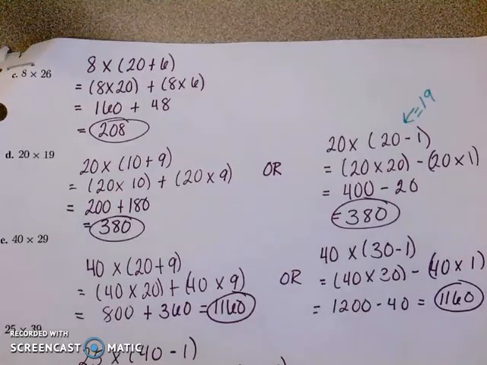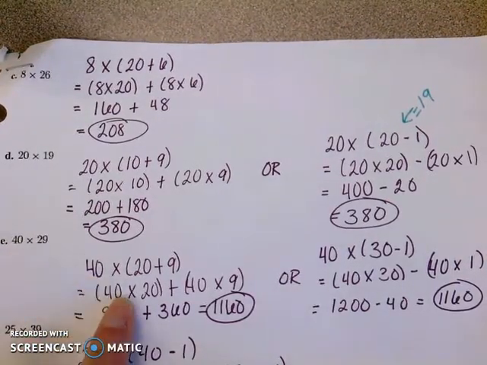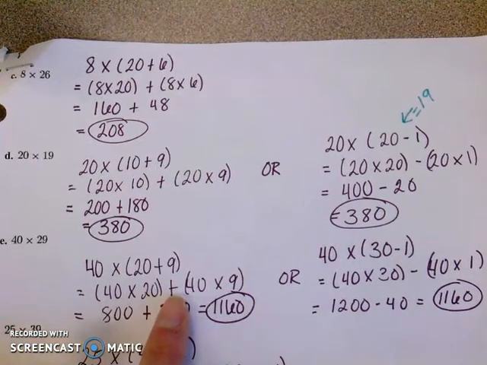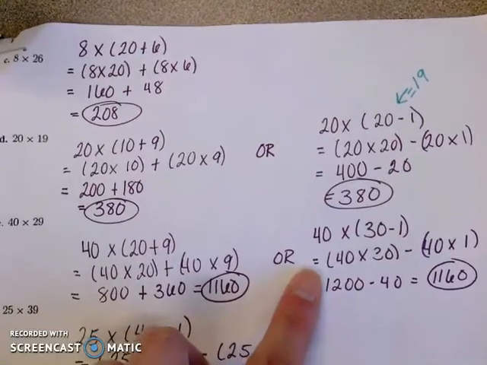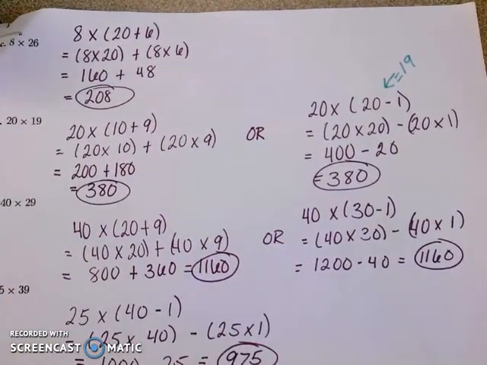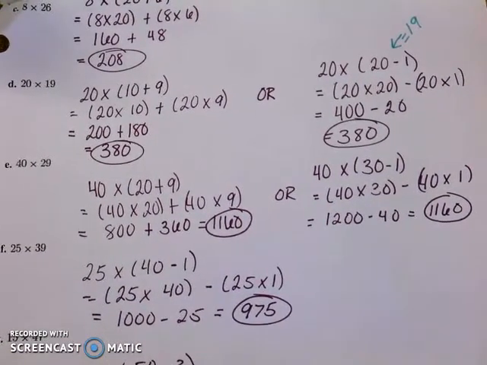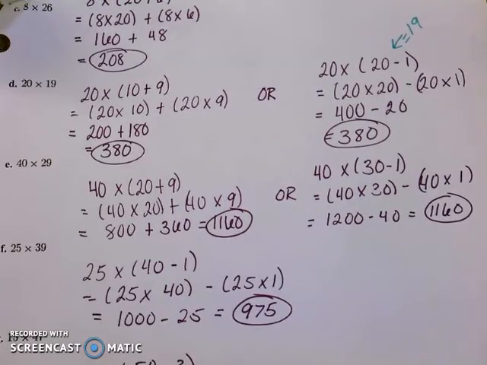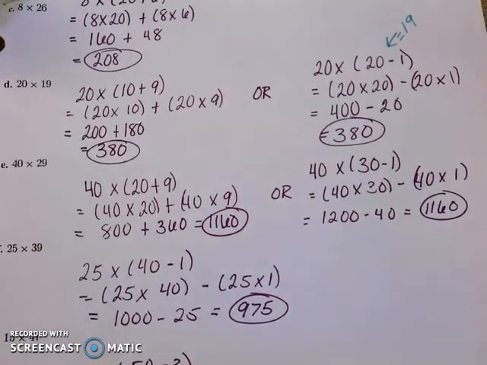Okay, 40 times 29, I'm sorry. Again, 40 times 20 and 40 times 9, add them together. Or the other option is 40 times 30 minus 40 times 1. Same product. Letter F, 25 times 39. Again, you could do 25 times 30 plus 25 times 9. I went ahead and just did the subtraction because 40 minus 1 seemed a little bit easier to work with than 30 plus 9 for me.